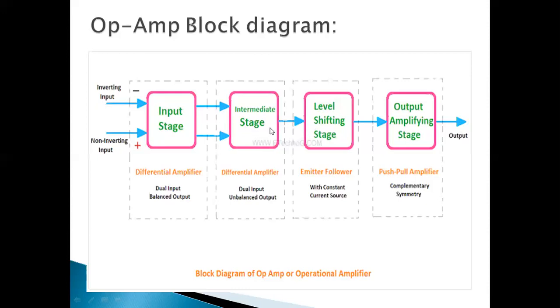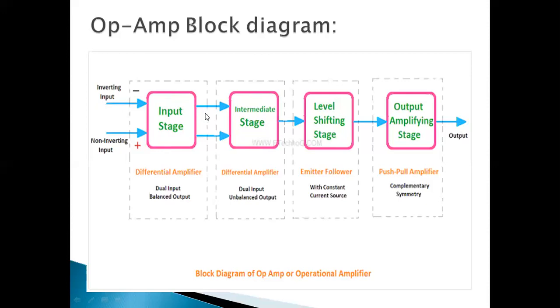Here we are taking the output in an unbalanced manner. That means we are taking the output at only one collector with respect to ground. And next the output is passed to the level shifter stage. The purpose of these two stages is to increase the voltage gain as well as to increase the input impedance of an op-amp.